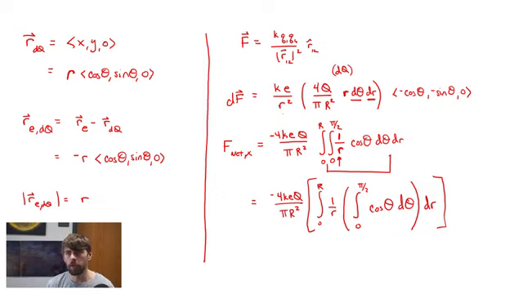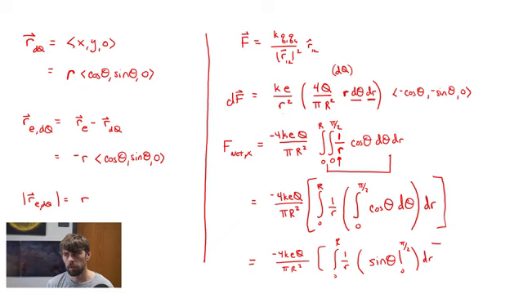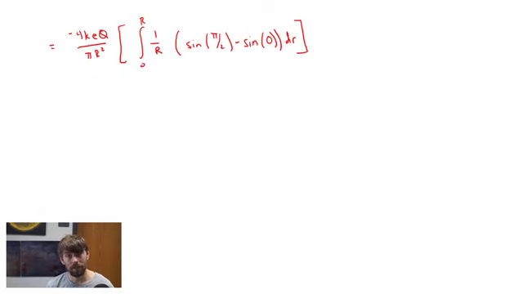Well, you say, Greg, I already know what the integral of cosine is. Well, that is the sine of theta evaluated from 0 to pi over 2. But what's the sine of theta at pi over 2? Good, 1. Sine of 0? 0. And so we end up with a constant.